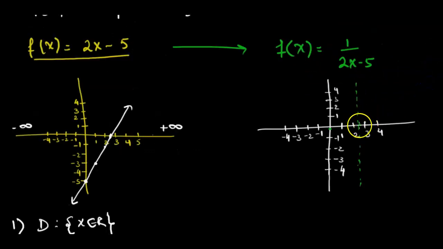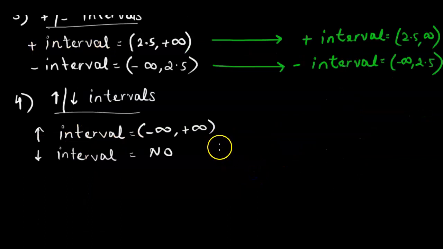That means 2.5 to positive infinity, that is on the right side of the vertical asymptote, we would have the positive graph, and on the left side of the vertical asymptote, we would have the negative graph. When we say negative, the graph will lie under the x-axis. Next thing that we have to use is the increasing and decreasing intervals.